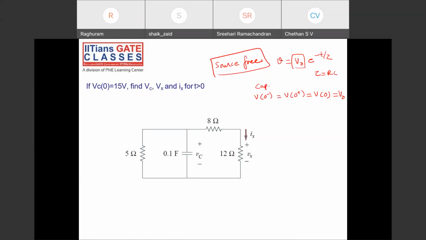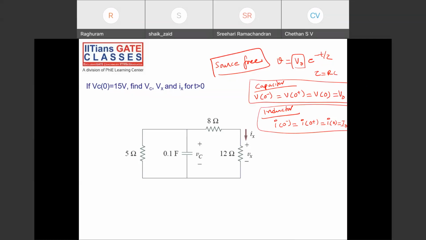Similarly, for an inductor, what happens? Current cannot change instantaneously. So I of 0 minus is equal to I of 0 plus is equal to I of 0 is equal to I naught. Current is the same at t equal to 0 minus and 0 plus. In that small instant, current cannot change suddenly in an inductor. That is why this holds good for an inductor, and this holds good for a capacitor. So you have two steps. What are the two steps? Find V naught, find tau.